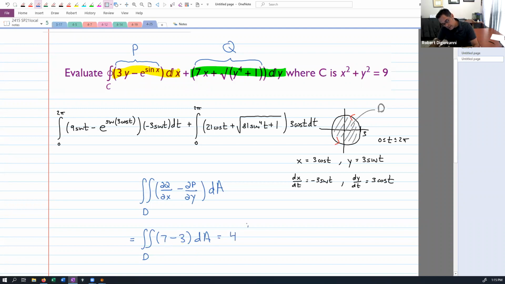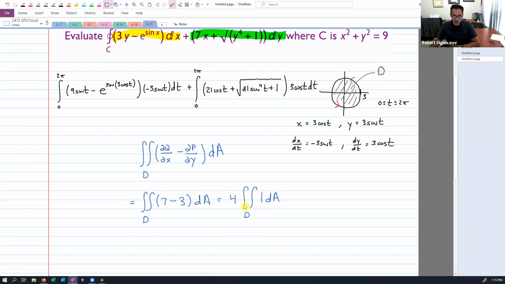I can pull that constant out. 4 comes out. This is the area of that circle. That circle has a radius of 3 this time though, right? So the area of that circle should be pi r squared, it should be 9 pi, shouldn't it? So this should be just 9 pi times 4, the 4 we pulled out, so 36 pi. We're done.